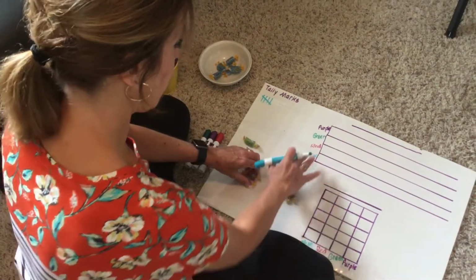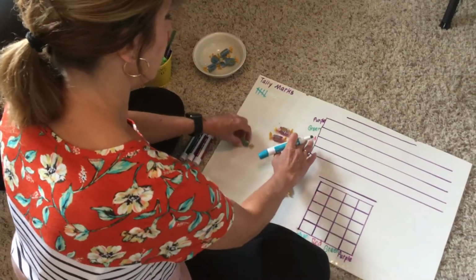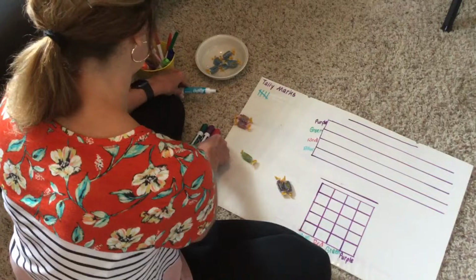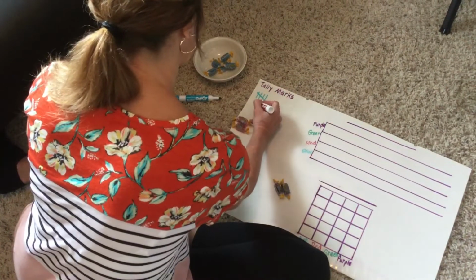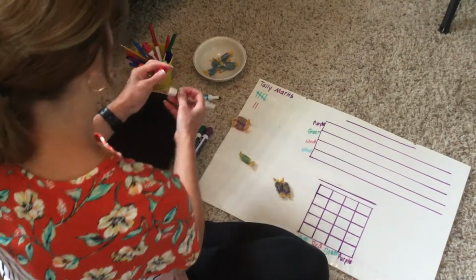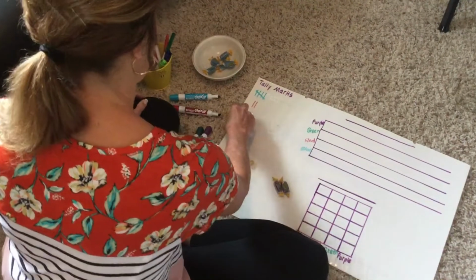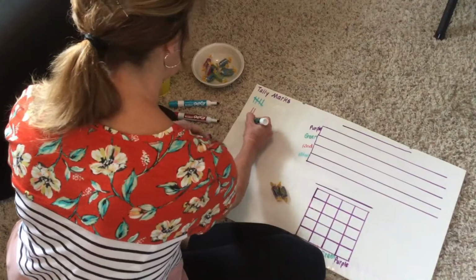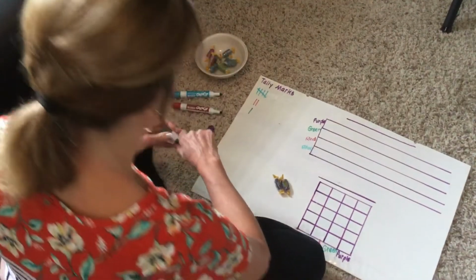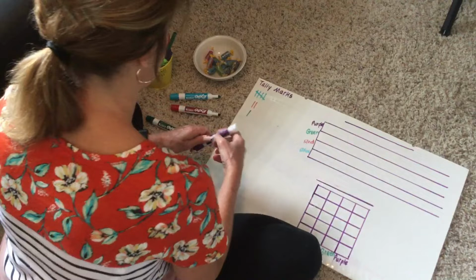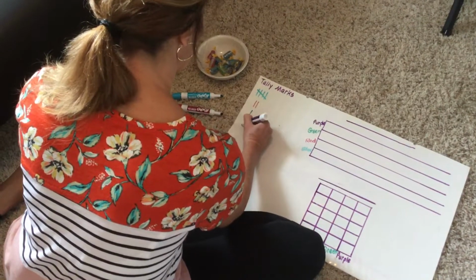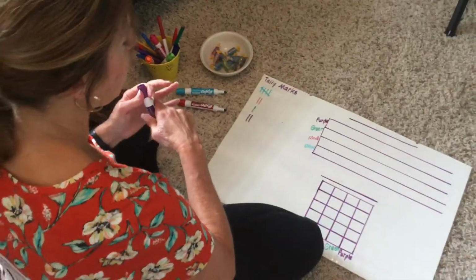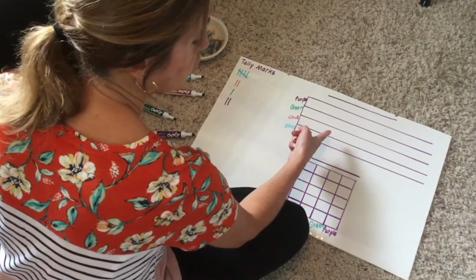I'll try to stay in order with my charts, my graphs. 2 red. 1, 2. Next are my green. I have 1 green. And then finally, the 2 purple. So that's tally marks. Then I can transfer all of that information onto a graph.